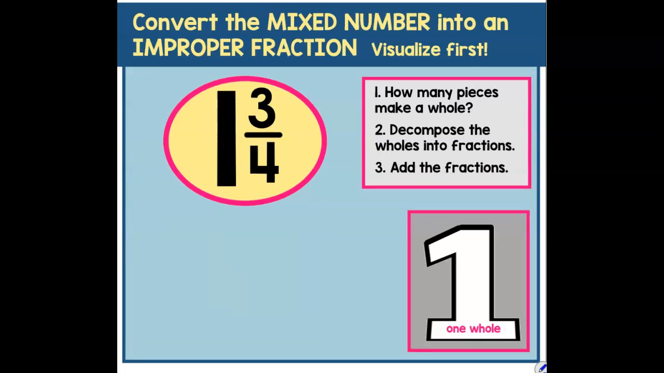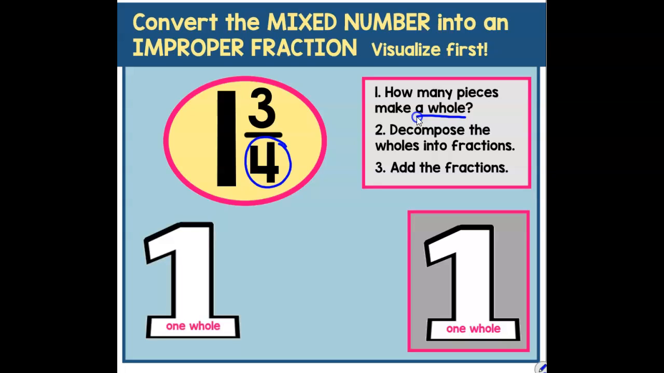Okay, now we're going to go the other way. Now we're going to start out as a mixed number, and I'm going to change it into an improper fraction. I'm still going to visualize because every time I'm working with fractions and decimals, I'm making a visual in my head. So I'm going to picture 1 whole and 3/4. My first thing I ask myself is still, how many pieces make a whole? Well, I still know every time I get to 4 pieces, I'm going to be at a whole. So I'm going to decompose my 1. So I'm going to take the 1 and decompose it into 4/4.